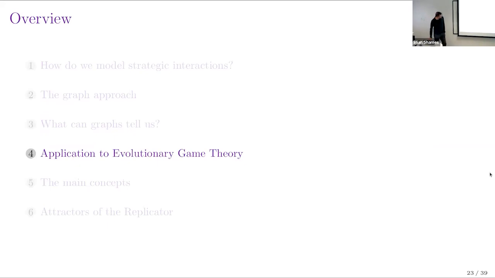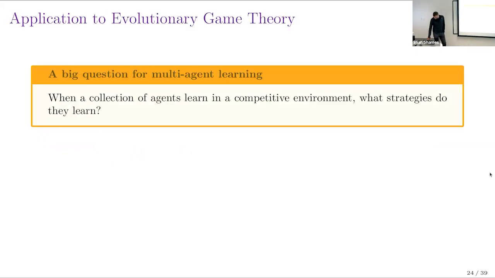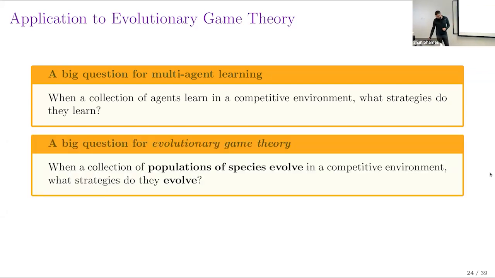All right, now let's see how this can be applied to evolutionary game theory. A big question that we have in multi-agent learning is, when a collection of agents learn in a competitive environment, what strategies do they learn? That's what we are interested in. And when a collection of populations of species evolve in a competitive environment, what strategies do they evolve? They are closely related, depending on your point of view.